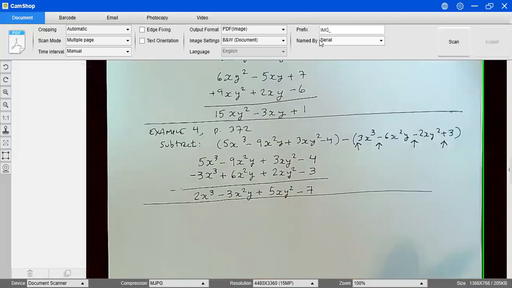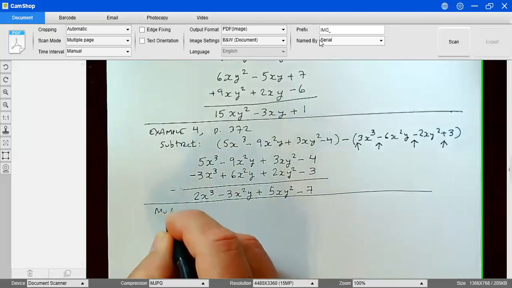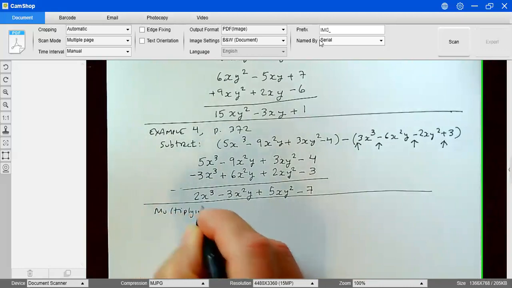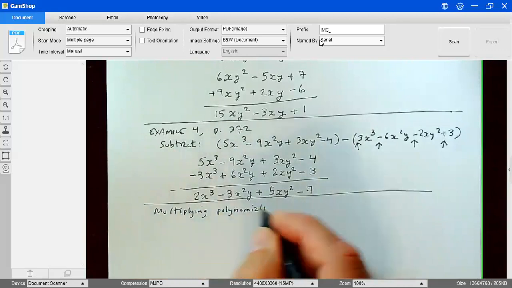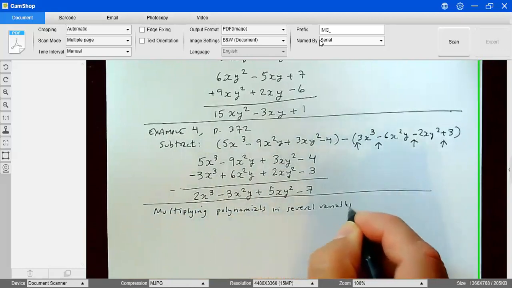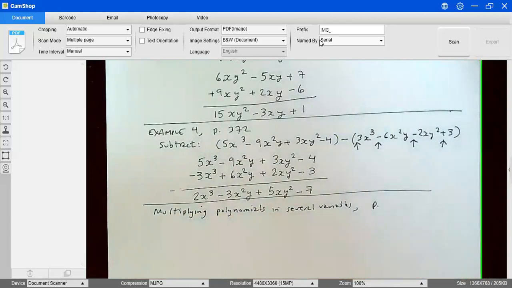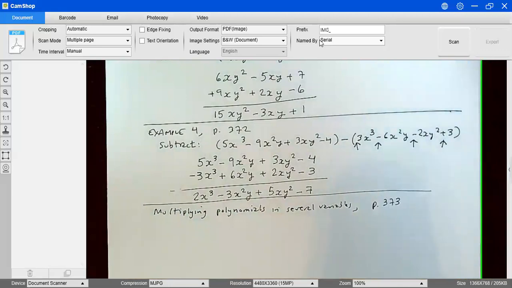We're going to continue with our polynomial math. We're going to multiply polynomials now. So the section on multiplying polynomials is on page 373. So now we're going to work 3 examples, and then you're going to have an exercise set to work on.